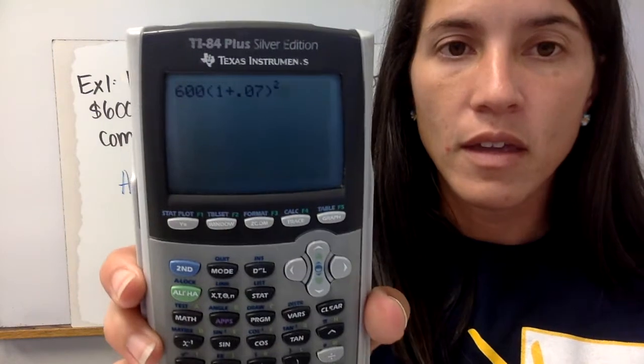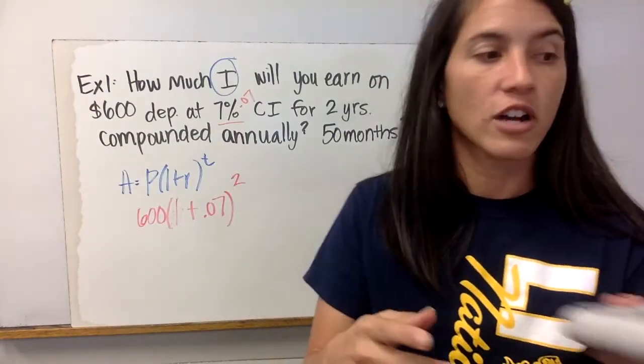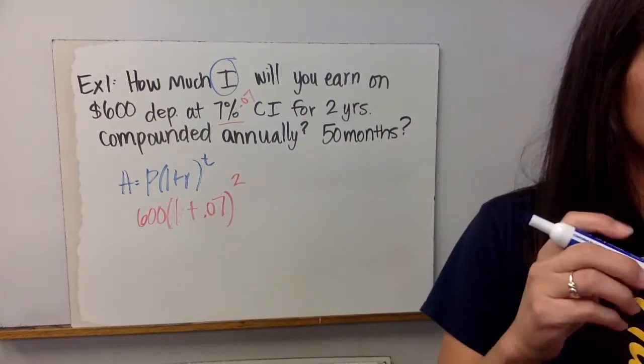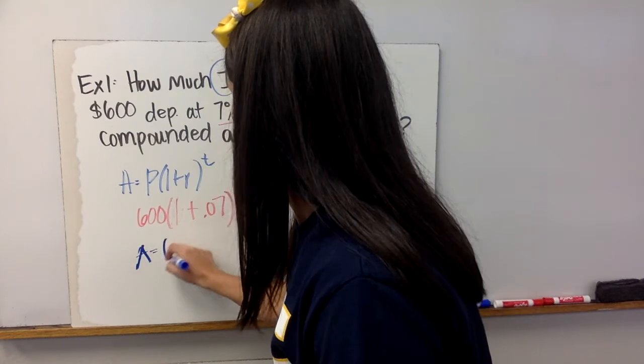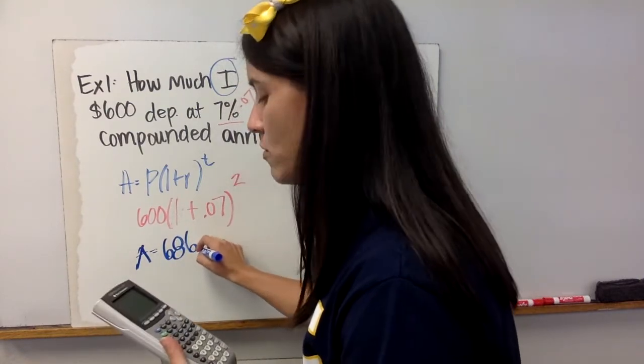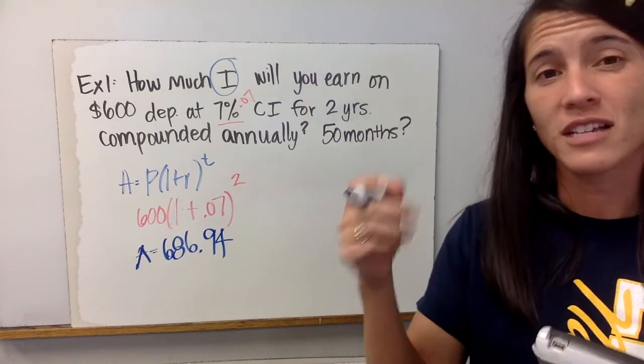Okay. 1 plus 0.07 to the t, 2 years. And our final answer is $686.94. That's our total. But the question's asking for interest.